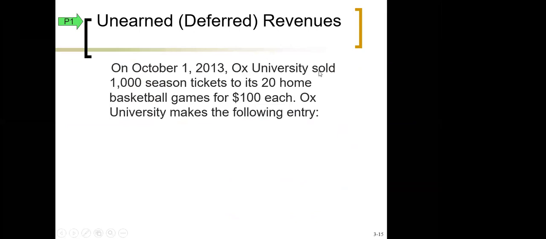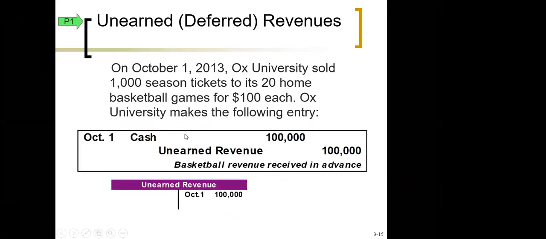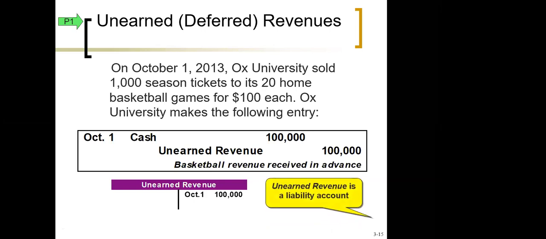Okay, so on October 1st, this university sold 1,000 tickets to 20 home basketball games, $100 each. So there are 20 games, $100 each, and it's 1,000 tickets. So you multiply all that, 1,000 times 20 times 100, and you're getting 100,000. So cash was received on October 1st. They did not earn it in October because the games are in October, let's say 15, and in November, and in December. So we will have to examine how many games were between October 1st to December 31st. And then you move it.